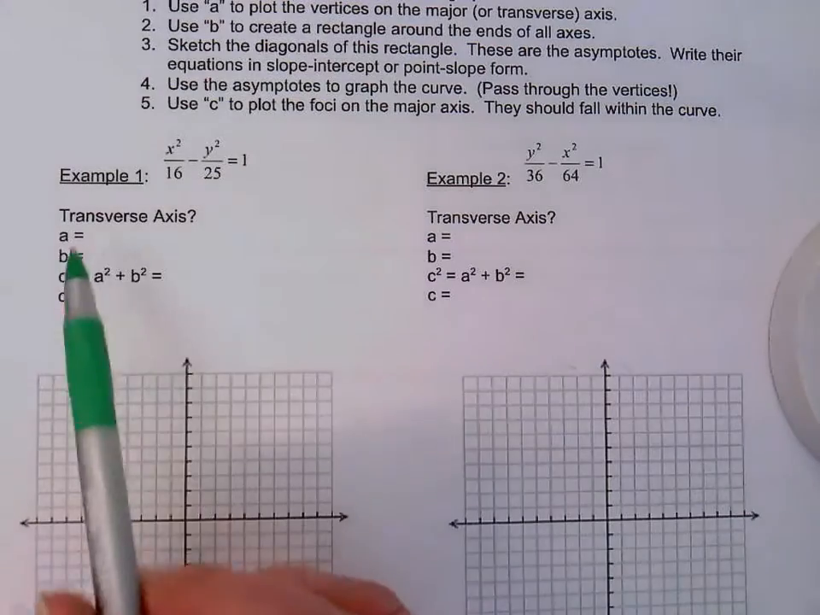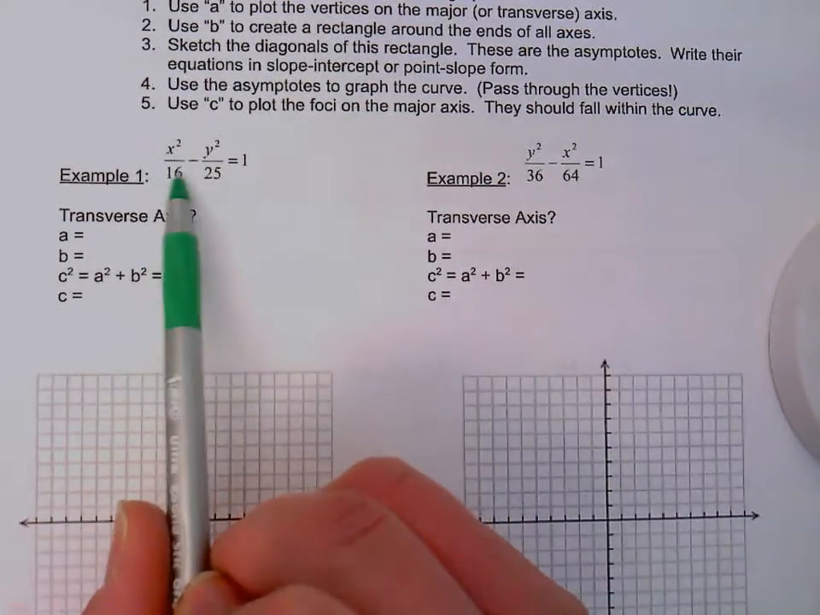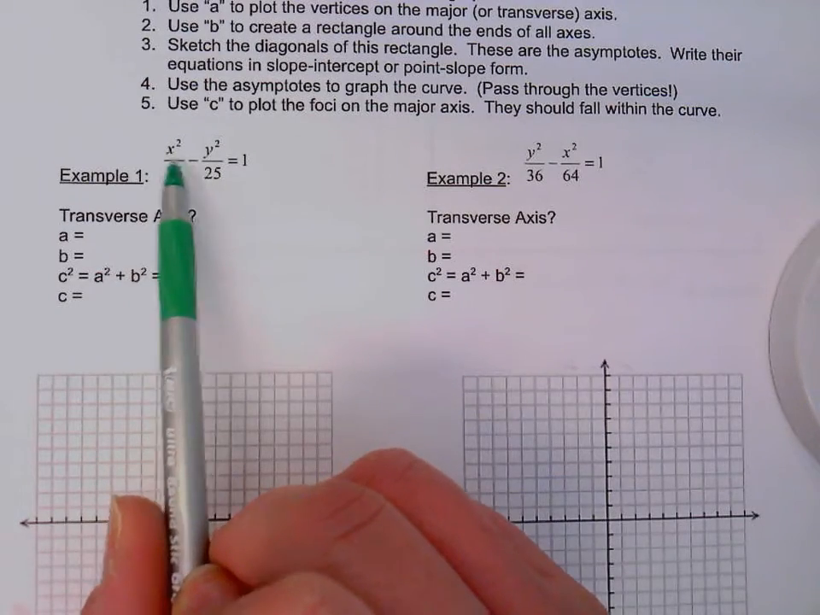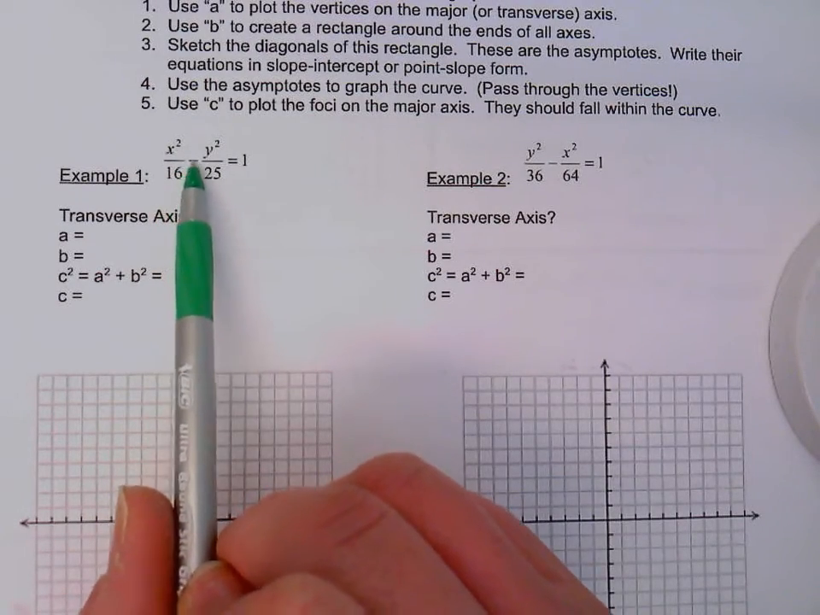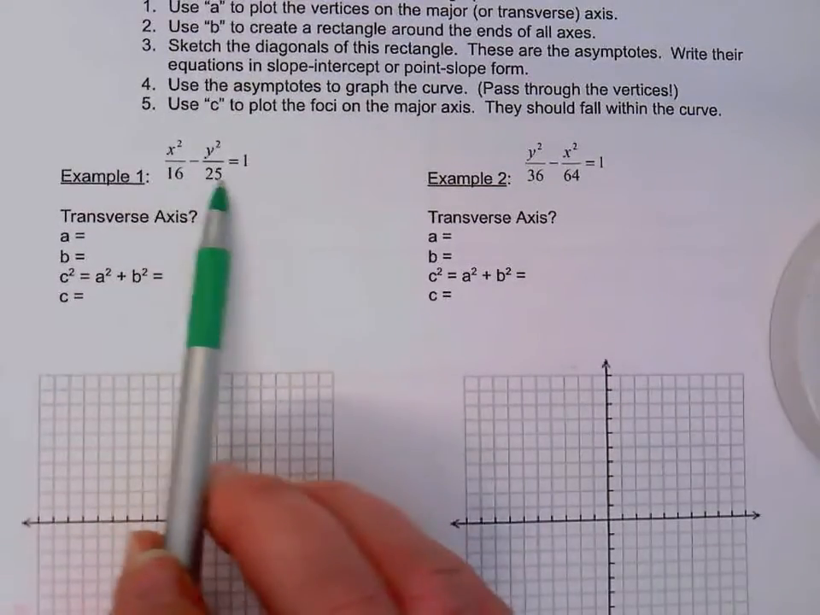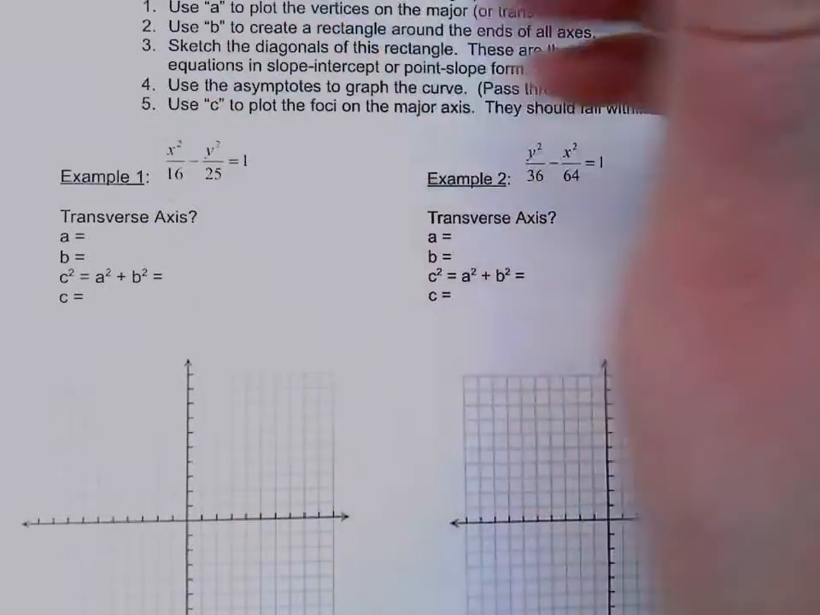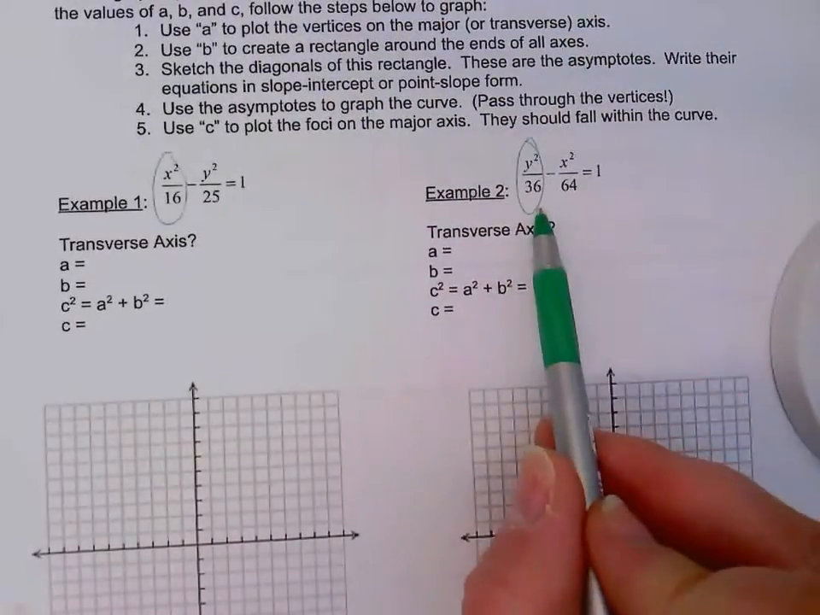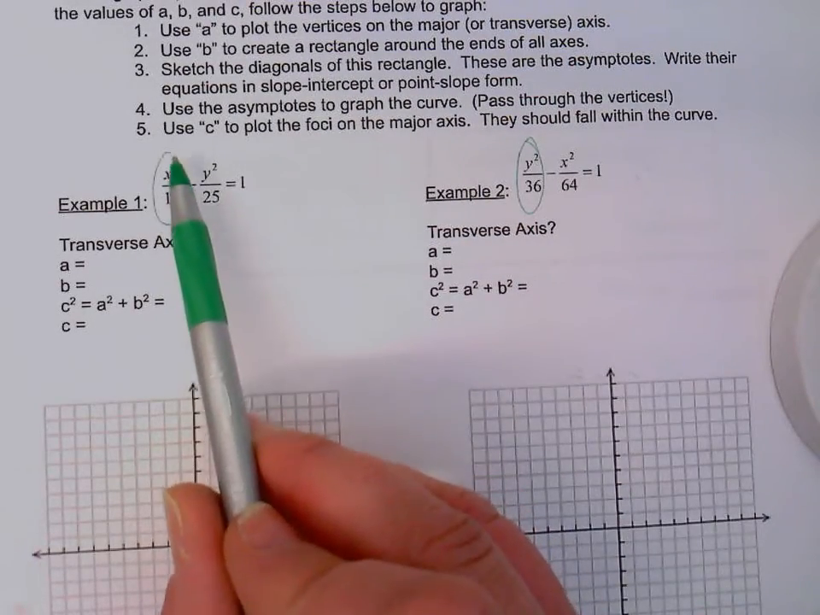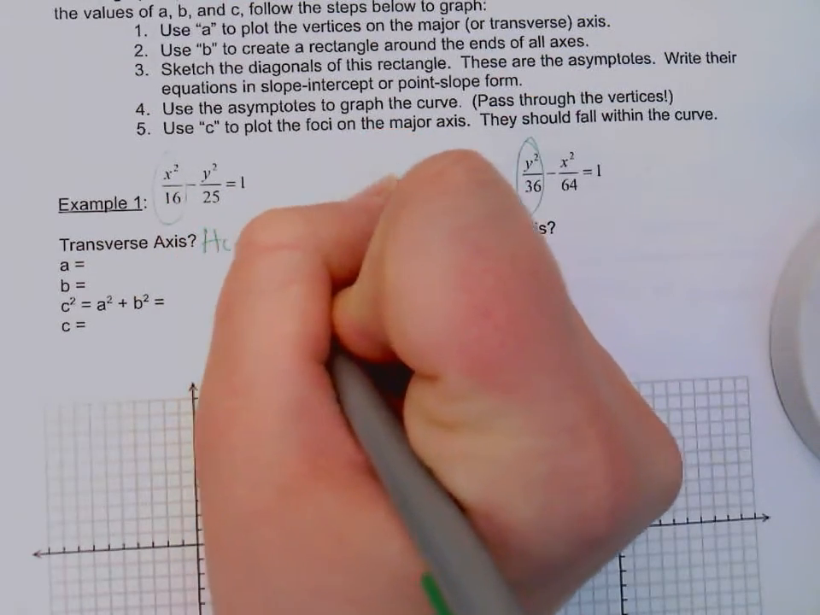So the transverse axis depends on which variable is coming in front of the minus sign, because we know that subtraction is not commutative. So it's not the same forwards and backwards like addition is. With an ellipse, you just look for the bigger value in the denominator. But for a hyperbola, you're going to look at what is coming in front of the minus sign. So see how in example 1, the x squared is coming first? That tells you that your transverse axis is horizontal.